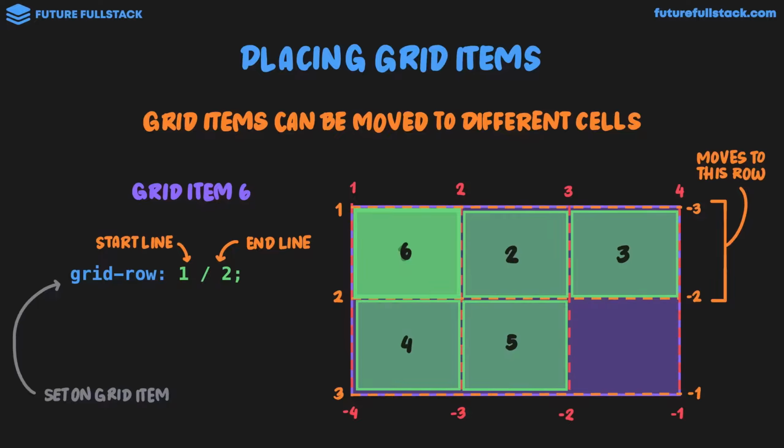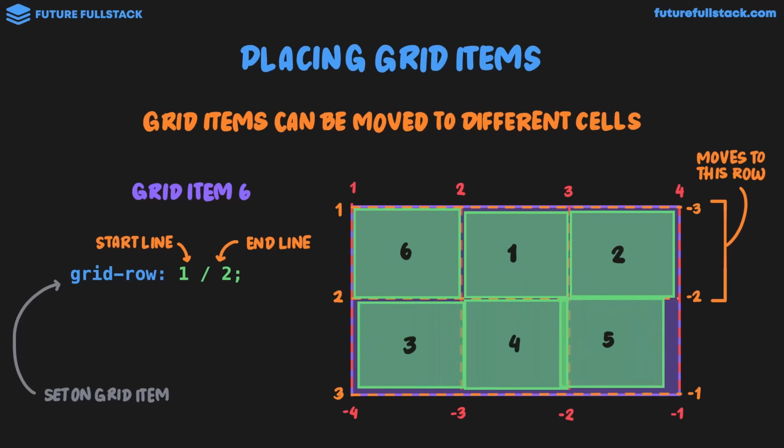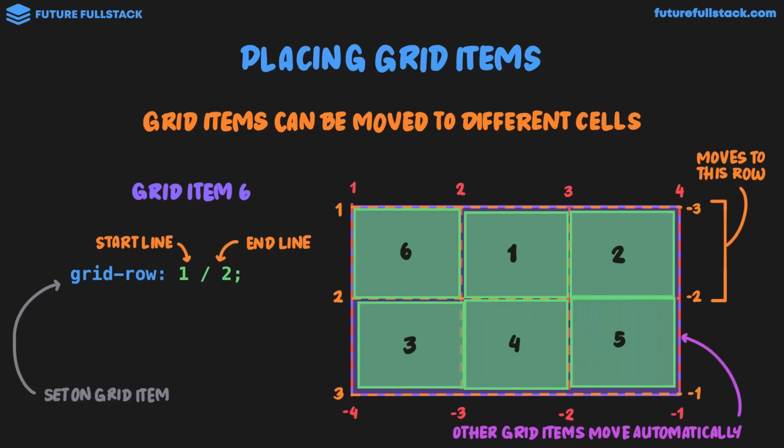Now, because grid item 6 moves to the slot where number 1 was, it means our other grid items need to move. So grid item 1 now moves to where grid item 2 is, grid item 2 to where grid item 3 is, grid item 3 to where grid item 4 is, grid item 4 to grid item 5, and grid item 5 to where grid item 6 was. So other grid items move automatically when placing a grid item.